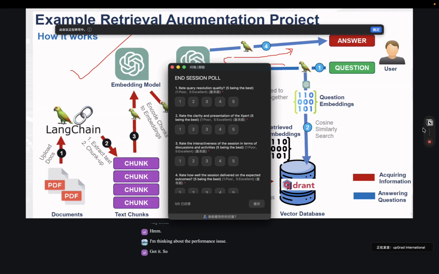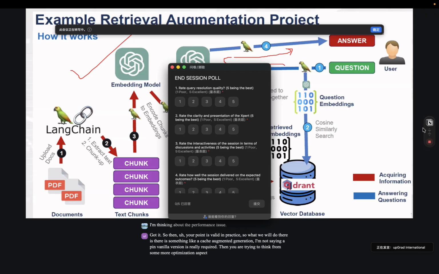Got it. Your point is valid in practice. What we do there is something like cache augmented generation. I'm not saying the plain vanilla version is really required. You are thinking from more optimization angles as well. One is the memory you talked about, which can be caches. In cache augmented generation, just for your information, if a frequently asked question is being asked, I don't go for retrieval and all of this; it's already there, and I just push it to the LLM. It's almost the same path here.